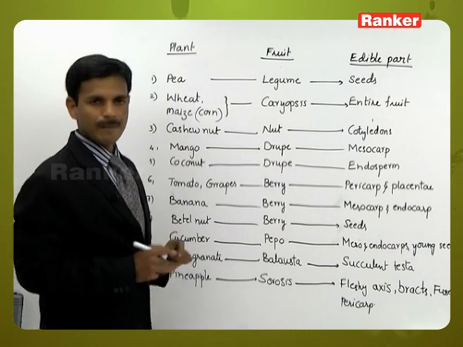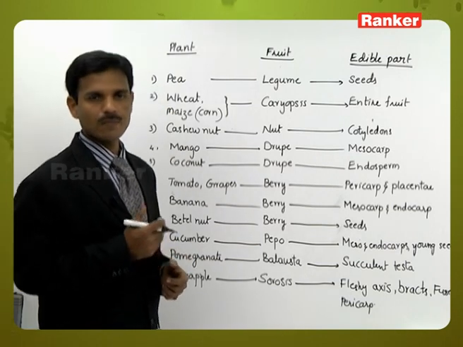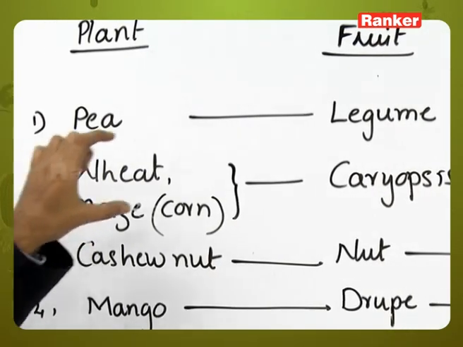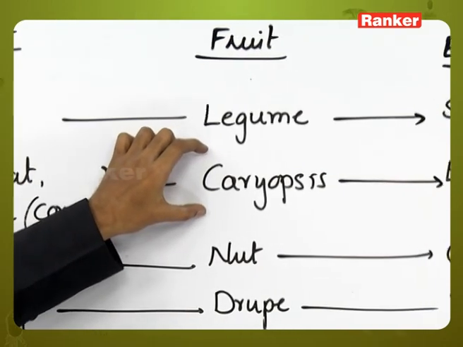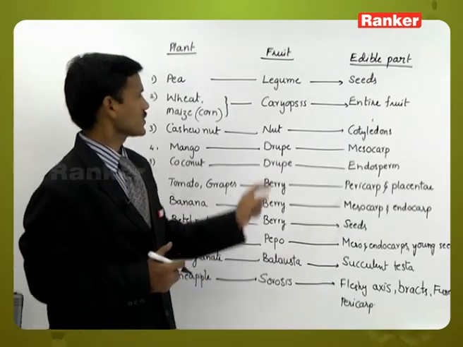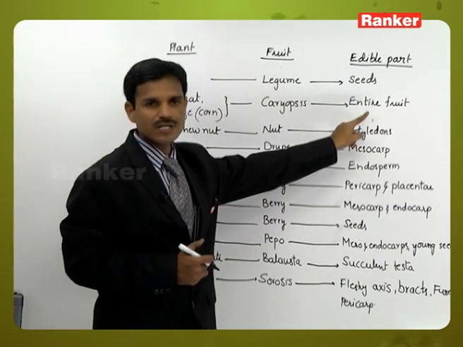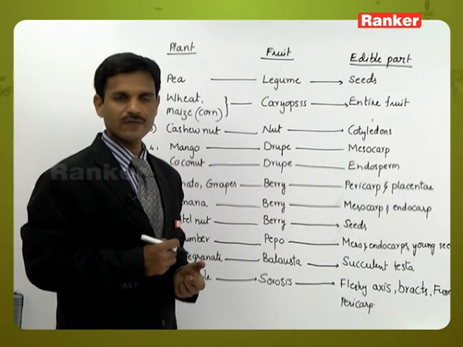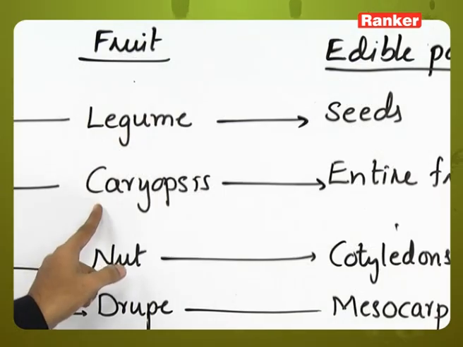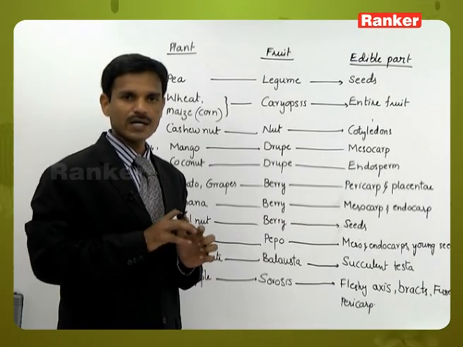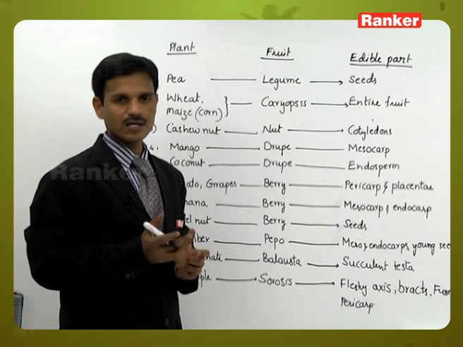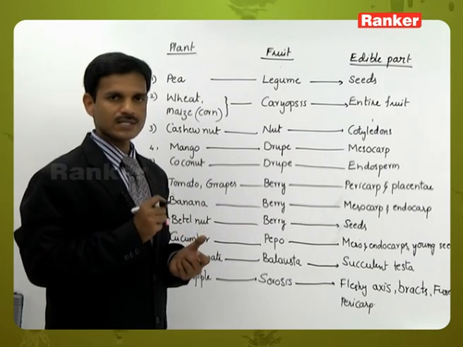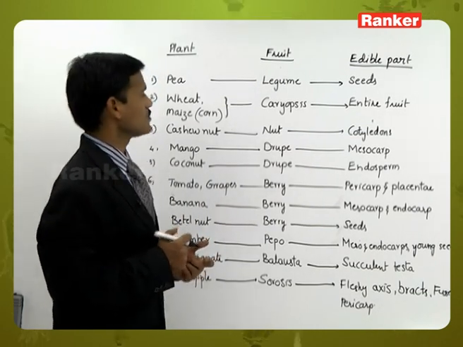And in wheat, maize, rice, oats, barley, all these are monocot plants, Poaceae family members, and they have the caryopsis type of fruit. In these plants, the total fruit is edible, the entire fruit is edible. But in rice, or Oryza sativa, the same type of fruit, caryopsis, the total fruit is not edible. After dehusking, after the removal of the husk or the pericarp, the inner white material in the rice, that is endosperm. Endosperm is edible.